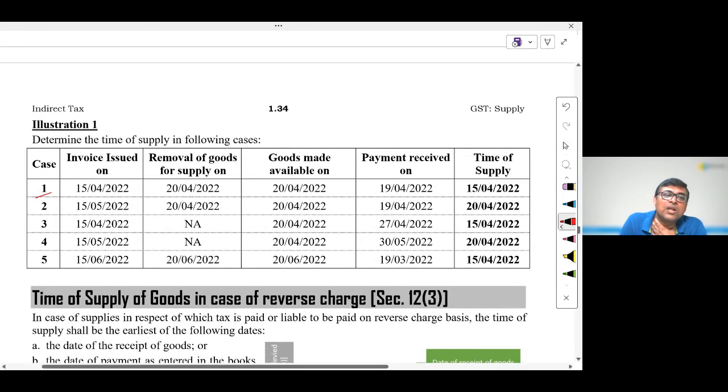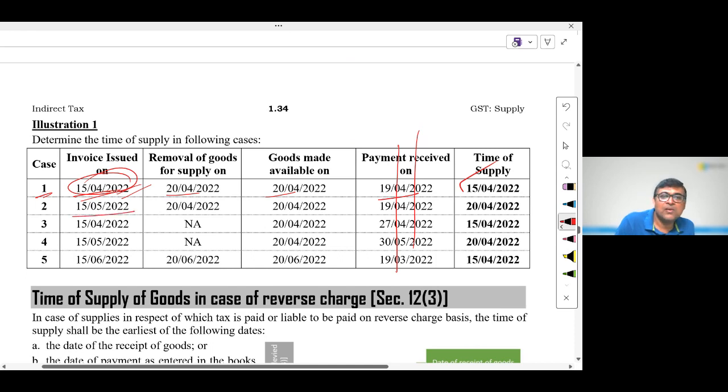In case one, you issue the invoice on 15th April 22, remove goods on 20th April, goods are made available to your customer on 20th April, and payment was received on 19th May. Can I say these payment dates are irrelevant? You are not supposed to focus on these dates; whichever is earlier. Can I say 15th April is earlier? So the time of supply in this case is 15th April.